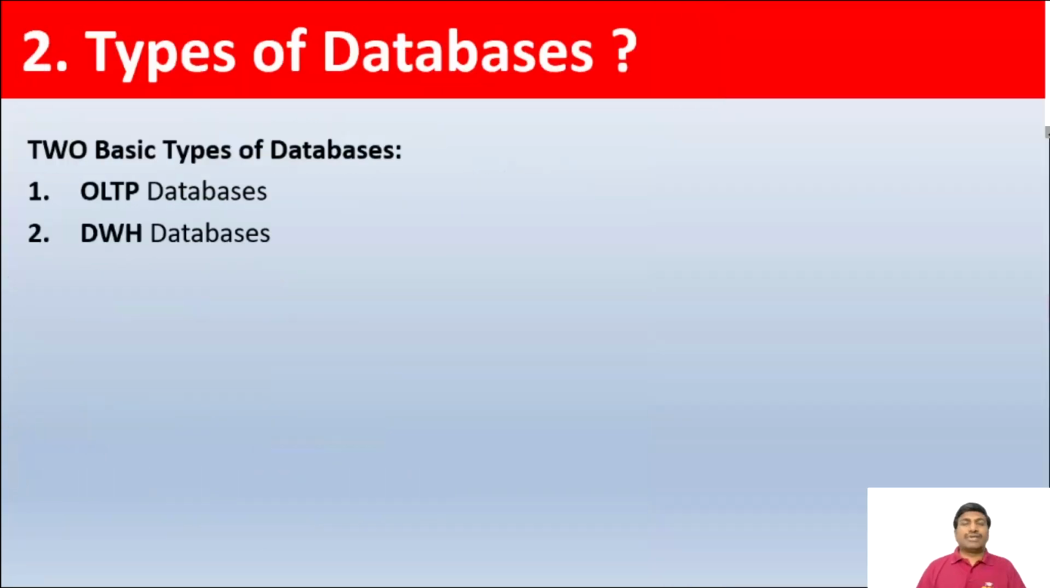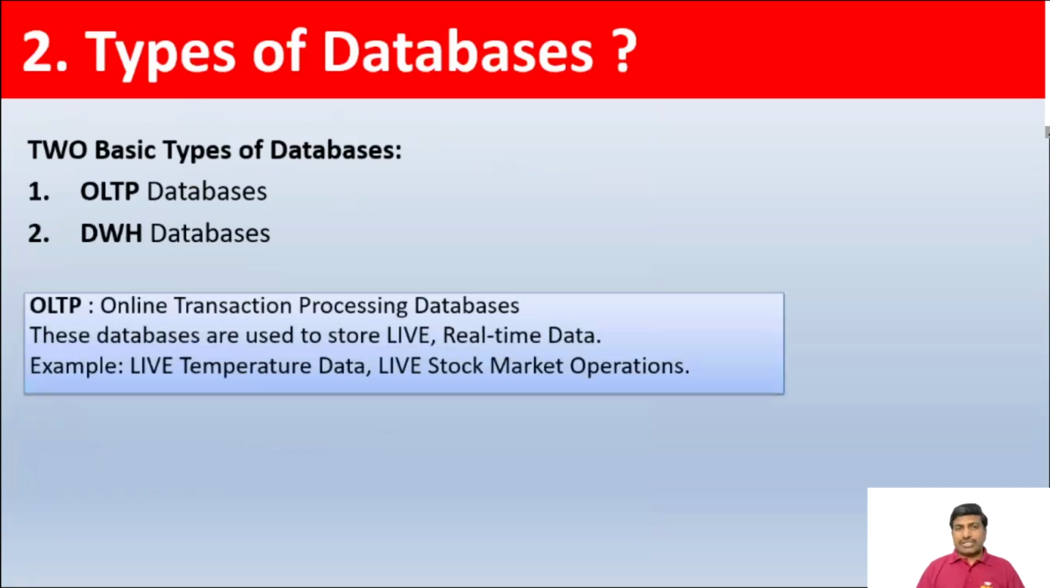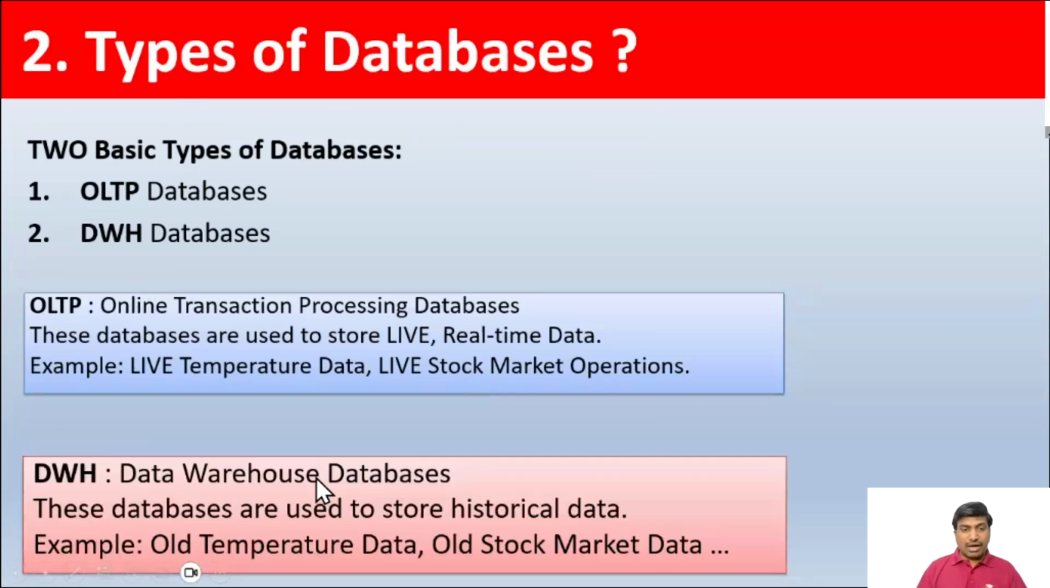There are two types of databases on my screen. Number one, OLTP. Number two, DWH. OLTP stands for Online Transaction Processing Database, to store live real-time data like live temperature, live stock market operations, anything live. The other one, DWH, means data warehouse, to store historical data, old, inactive, stale data.